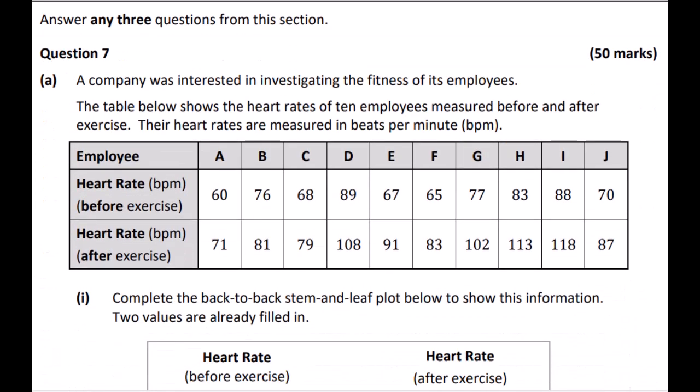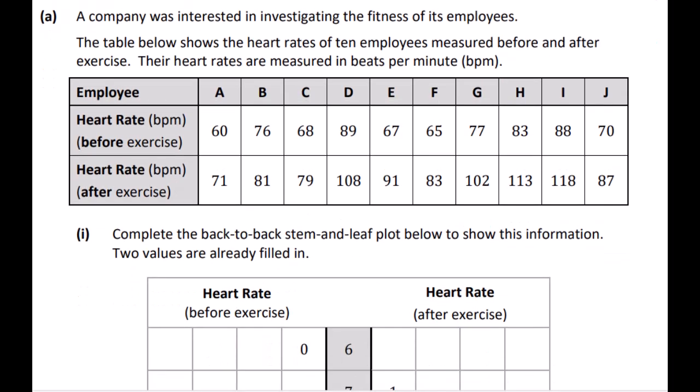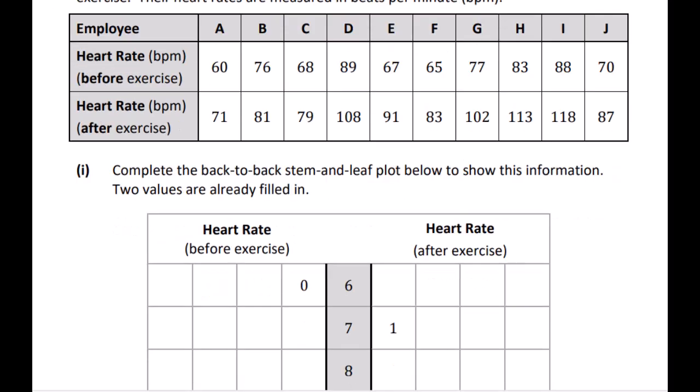Question 7, the first of the long questions. A company was interested in investigating the fitness of its employees. The table below shows the heart rates of 10 employees measured before and after exercise. Their heart rates are measured in beats per minute. So that's the table there. Complete the back-to-back stem and leaf plot below to show this information. 2 values are already filled in.